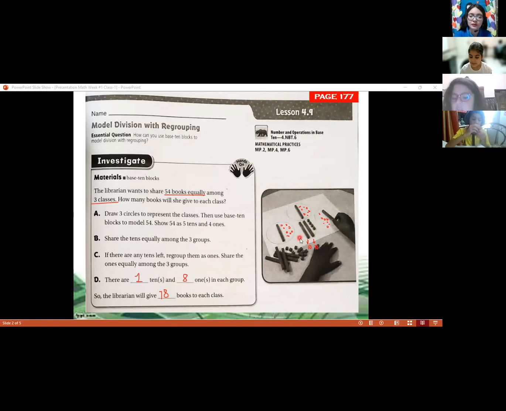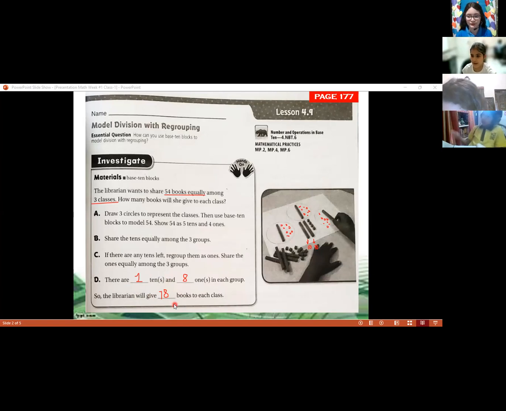At the end, once we finish sharing this 10 and these 4, we count the ones. So we say 1, 2, 3, 4, 5, 6, 7, 8. I have 1 ten and 8 ones. So it means I have 1 ten and 8 ones. It's 18. That is the number, 18 books. 18 books is what each class is going to have.